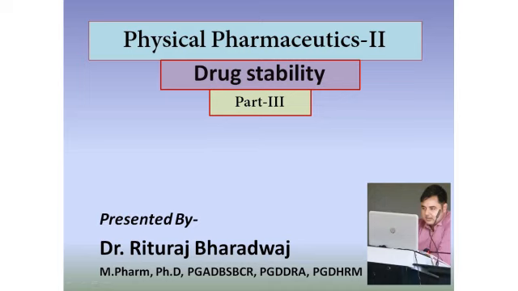Hello everyone. So we are going to start part 3 from the unit drug stability. In this part we are going to deal with a few more activities which lead to the instability of the drug. Apart from that, we are going to discuss the kinetics, that is the chemical kinetics, which is associated with the formation of a stable drug product or unstable drug product. So without wasting any time, let's start our presentation.